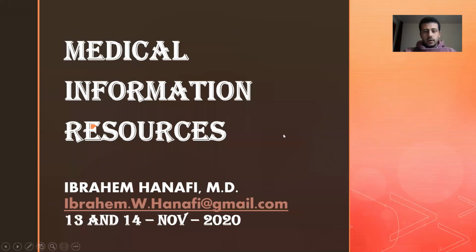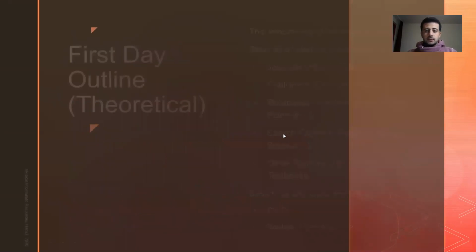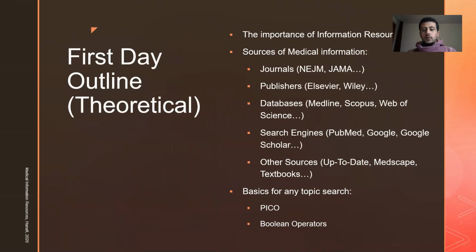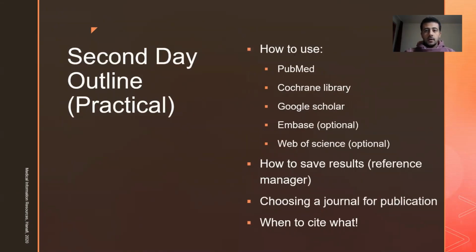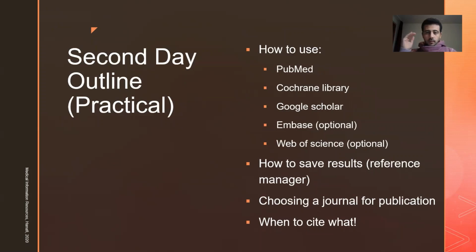Okay, so welcome to the second day. Yesterday we talked about information resources in general and about the basic rules, how to search for some topics. Today we will talk about PubMed, Cochrane, Google Scholar, and we will just mention Ovid, Embase, and Web of Science. And I will provide you with tutorials for the things we are not going to do practically. So don't worry about that.